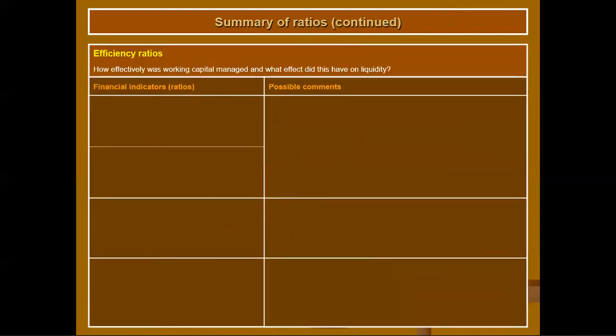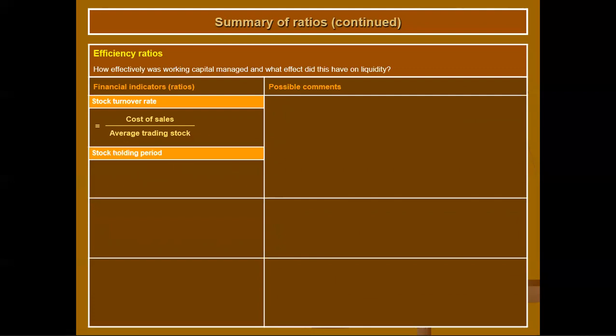Efficiency ratios, we've got stock turnover rate. Stock turnover rate represents how fast you can convert your stock into cash. That's what it's all about. So for your stock turnover rate, you take your average trading stock. Your average trading stock is your trading stock from last year plus trading stock for this year, divided by 2, and then you will get your stock turnover rate.